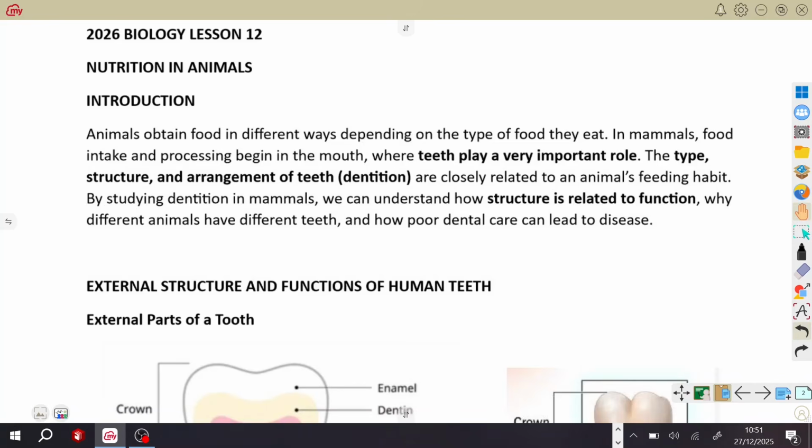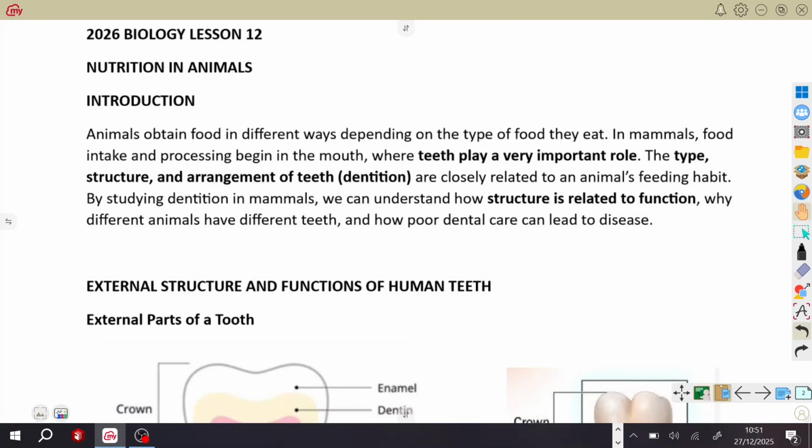Okay, so you must understand that in mammals, food intake and processing begin in the mouth. Mammals are animals that are able to breastfeed their young ones. That's why we're saying in mammals, food intake and processing begin in the mouth.